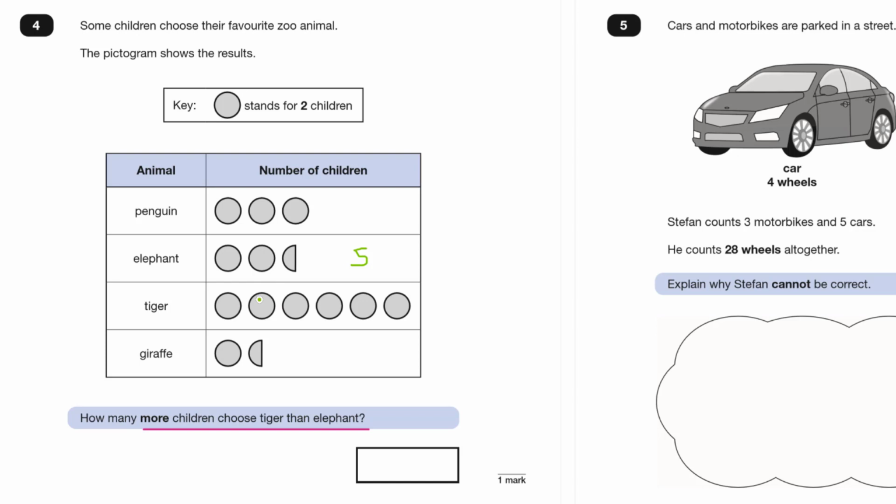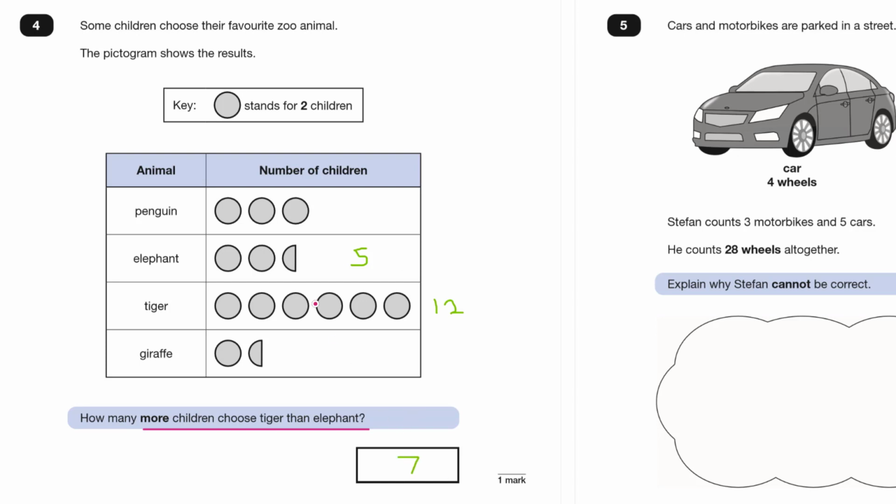And tigers: 2, 4, 6, 8, 10, 12. So we can see there's 12 tigers, 5 elephants. How many more children chose tiger than elephant? Well, 12 subtract 5, or the difference between 12 and 5, is 7. So our answer is 7.